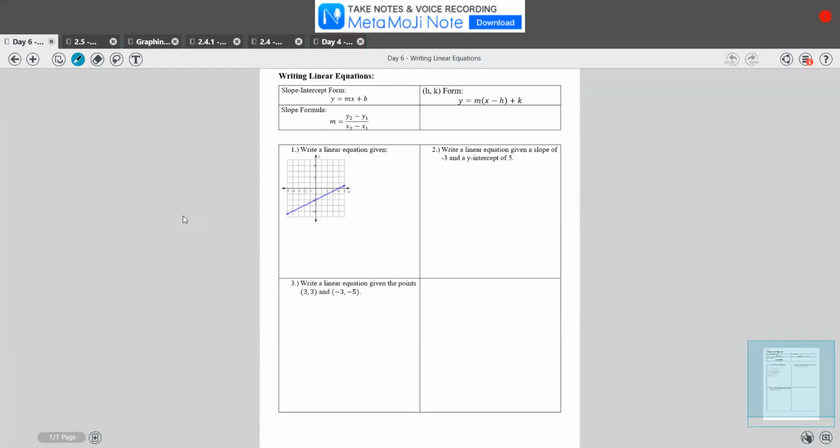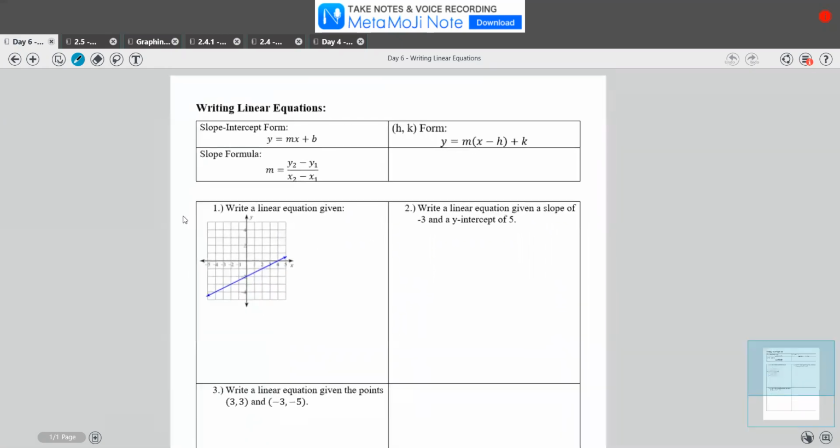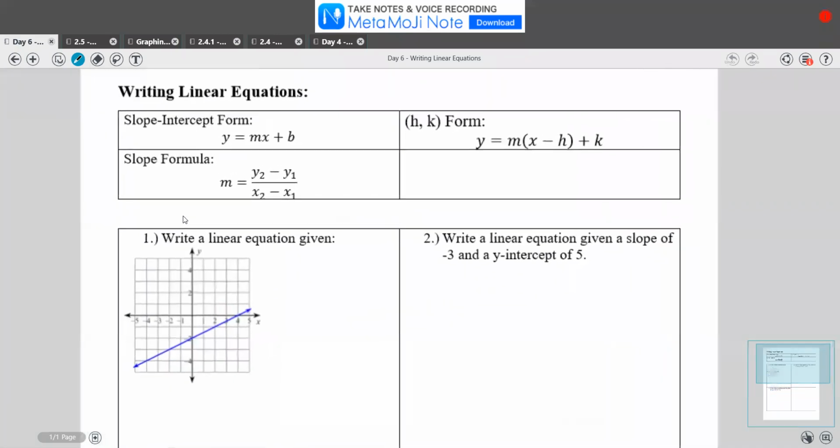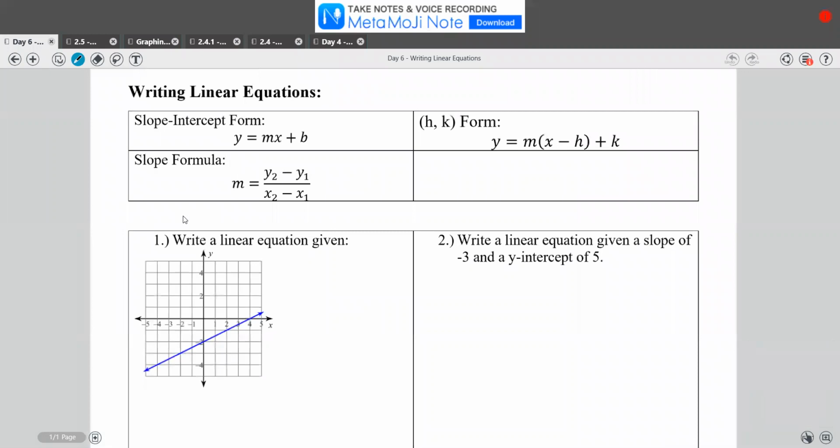All right, so we're gonna go ahead and write linear equations. There's gonna be three different examples. The first thing that I want you guys to look into is, first of all, again, make sure that your notebook is out. Make sure that you pause the video, write everything down first, and then come back to it.